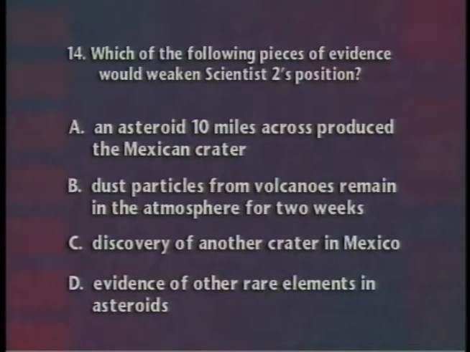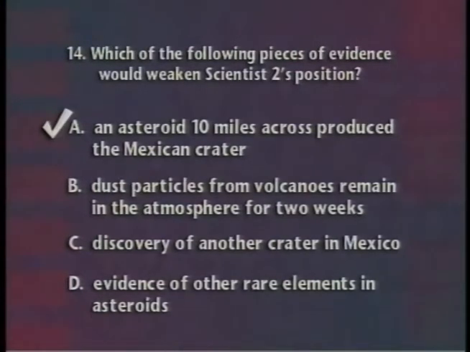Which of the following pieces of evidence would weaken Scientist 2's position? This is an evidence question, this time asking us to weaken Scientist 2's position. Let's look at each option separately. An asteroid 10 miles across produced the Mexican crater. Would this weaken Scientist 2? Well, from this sentence, I think we could see it might. The crater found in Mexico is actually too small. An asteroid only a mile across, not big enough to affect the whole Earth, could have produced the crater. So if actually a bigger asteroid hit the Earth, Scientist 2 would be in trouble.